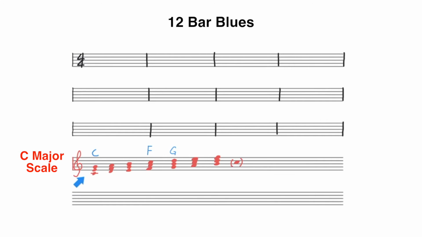C is known as the 1 chord because it is built off of the first note of the scale. F is known as the 4 chord because it's built off of the 4th note of the scale. And G is known as the 5 chord because it's built off of the 5th note of the scale. Every major scale will have a major chord based off of 1, 4, and 5. The 1, 4, and 5 chords are used in many different songs, and the basic 12-bar blues is no different.